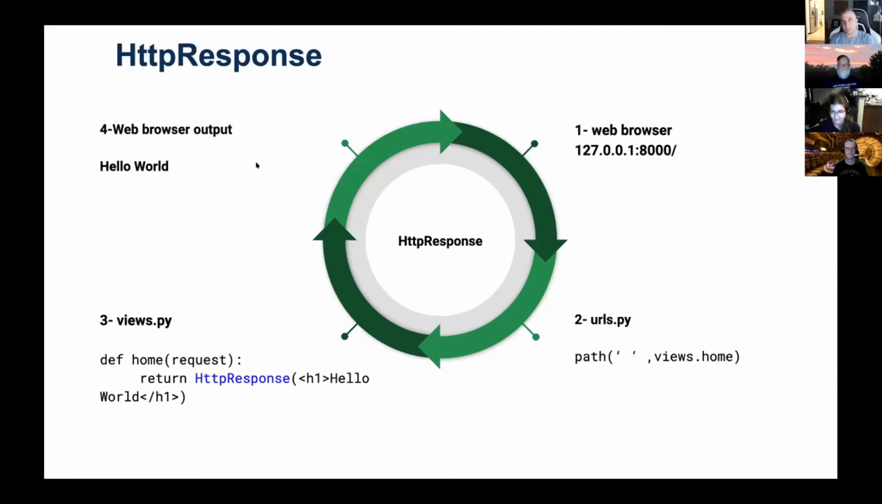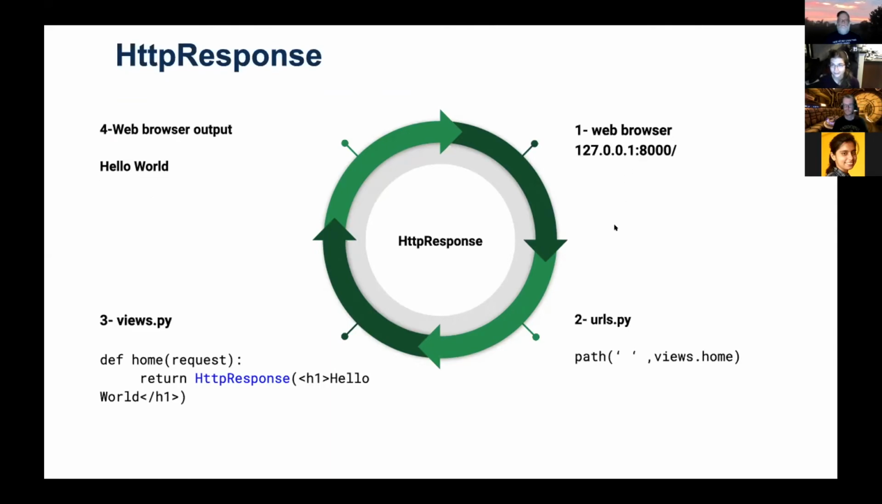So the first thing is the HTTP response. Let's say you are on your web browser, and you write localhost with an empty URL. You will go to urls.py, with the function we name view, then it will go to the view function that returns an HTTP response. And then on the web browser, we will receive a response as hello world. So the first concept is HTTP response: URL, view function, and response.